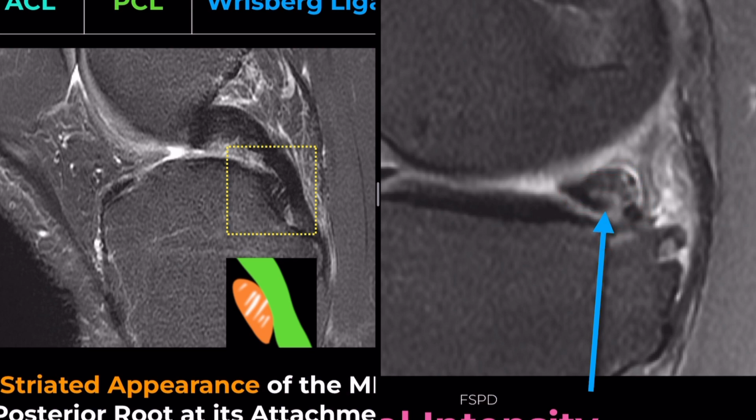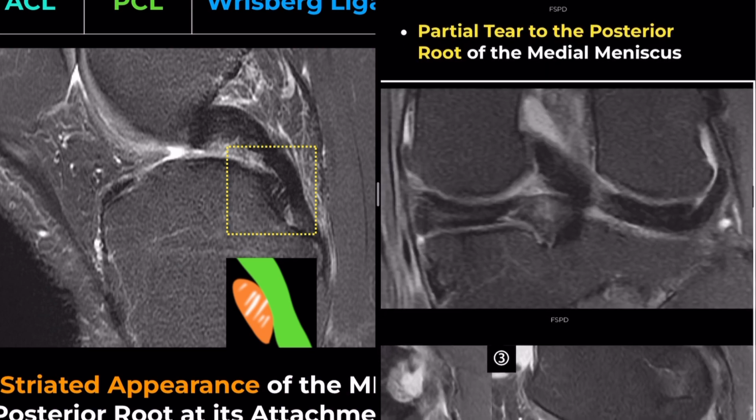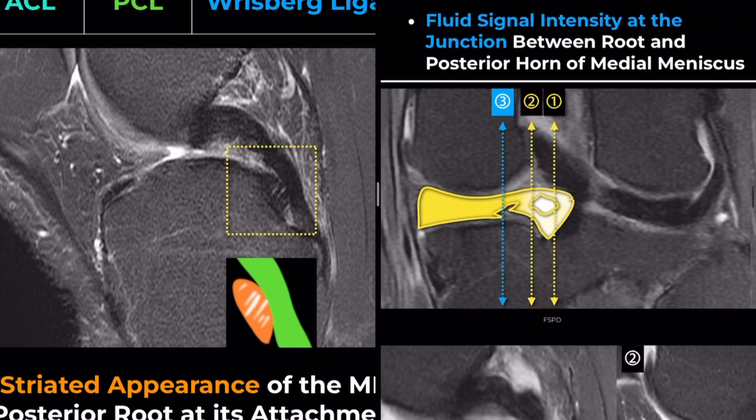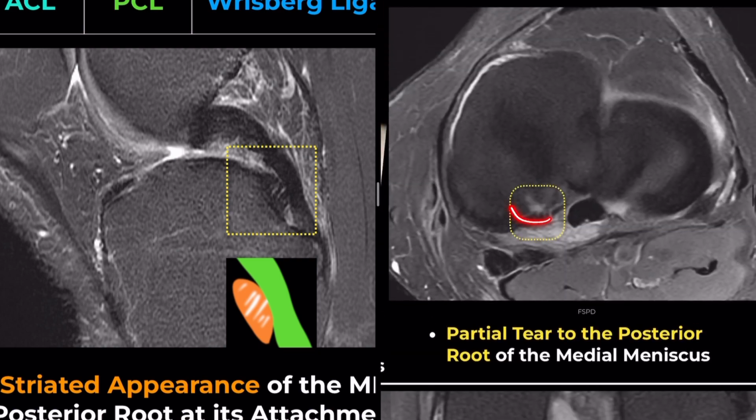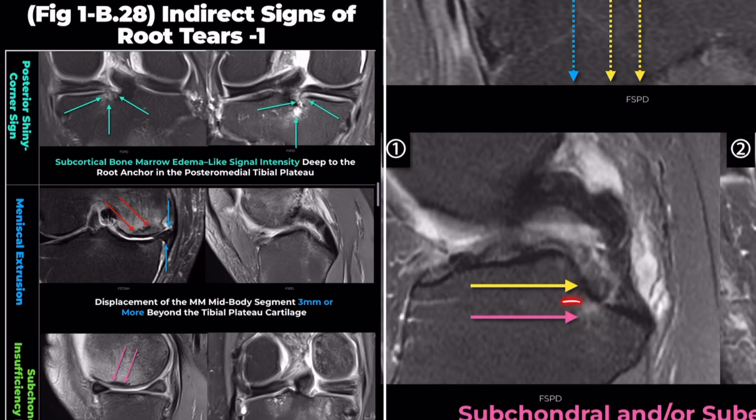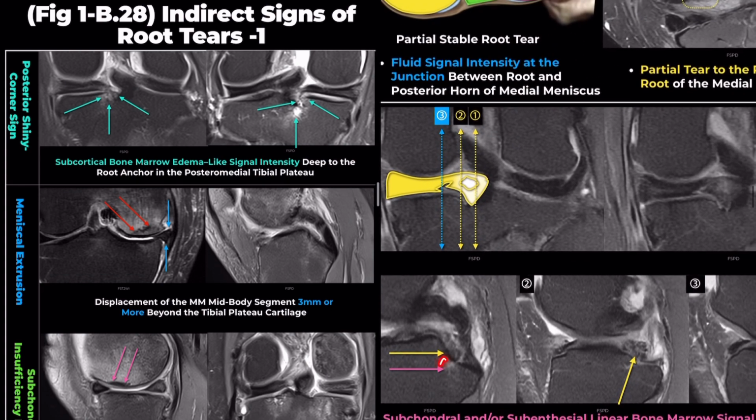with partial discontinuity. Fluid signal intensity extending towards the inferior articular surface at the junction between the root and posterior horn of the medial meniscus is visible, particularly on coronal images, and this can also be appreciated on axial images. Additionally, one may observe subcortical bone marrow edema-like signal intensity deep to the root anchor in the posteromedial tibial plateau, known as the posterior shiny corner sign. This sign is particularly useful in diagnosing a partial tear of the medial meniscus posterior root, especially when an MRI examination is conducted in the early phase following the tear's onset.